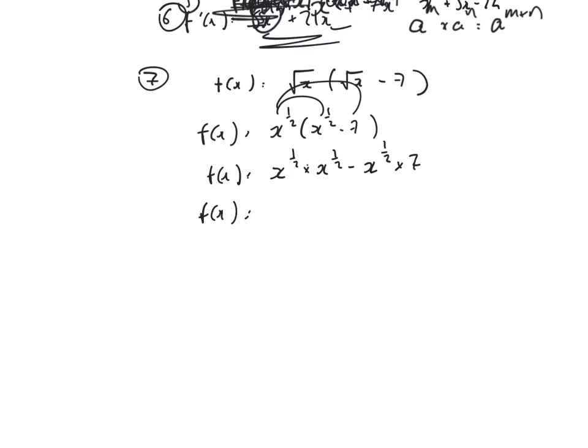That's rule 1 indices. When you multiply, you add the powers. So you get half a pizza plus half a pizza is 1 pizza. That's just x to the 1. Don't need to write it. And x to the half times 7 is just 7x to the half.